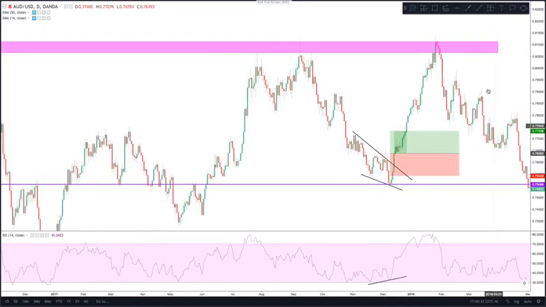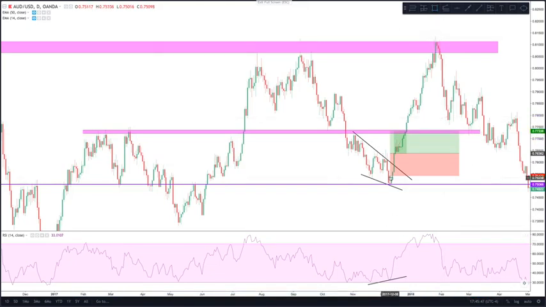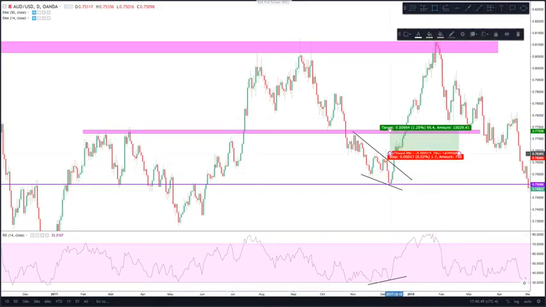Also, you notice this level of resistance here. So once price gets there, you move your stop loss to break even in case price pulls back. And now you have another risk-free position, and you can start trailing your stop loss up.